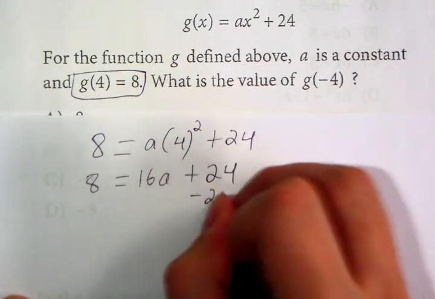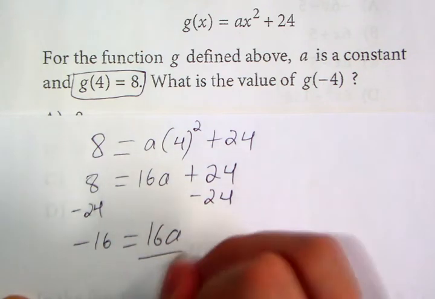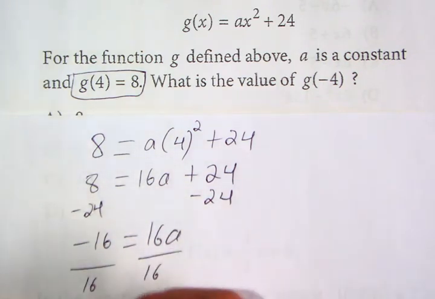We subtract 24 from both sides, and we divide both sides by 16. We get negative 1 is equal to a.